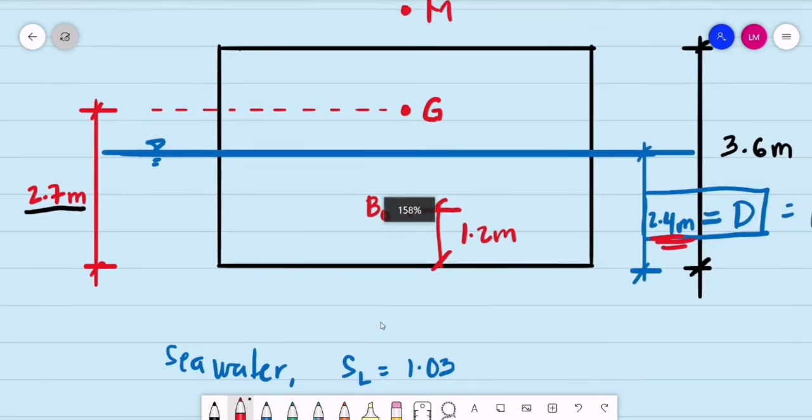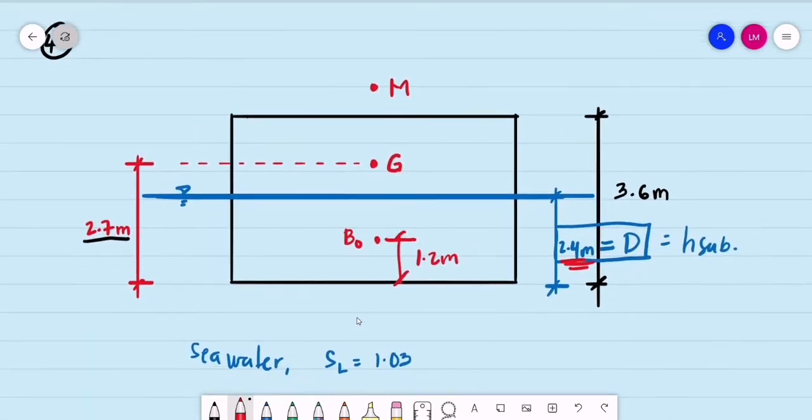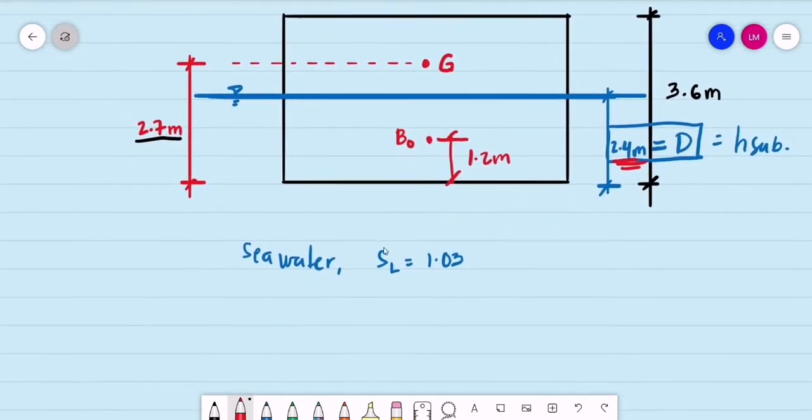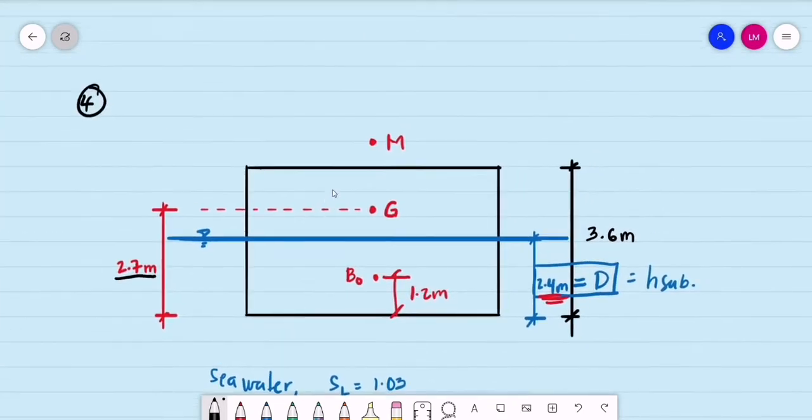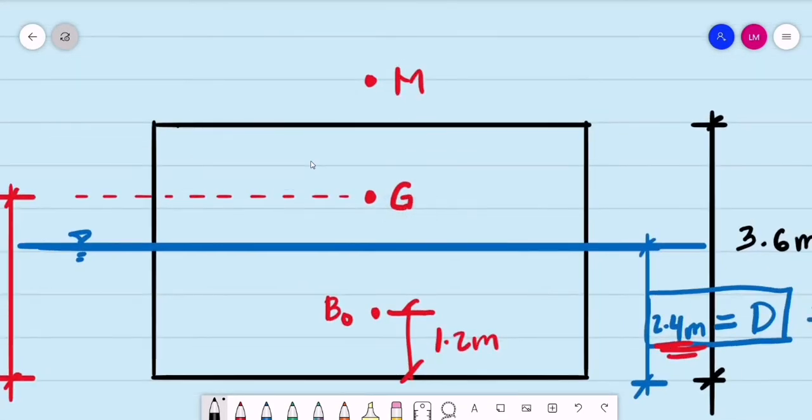So yun na yung mga points natin: the metacenter, the center of gravity, and the center of buoyancy. Yung metacentric height na sinasabi niya sa number 4 ay yung distance mula sa metacenter papunta sa center of gravity. Sa figure na to, ito yung M, G. From point M to point G.